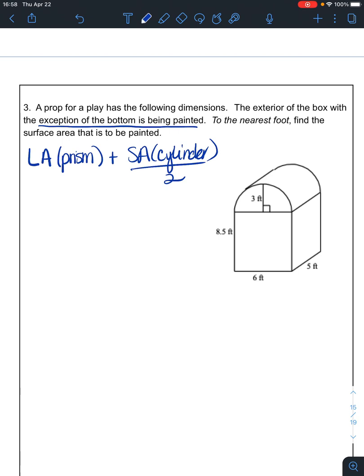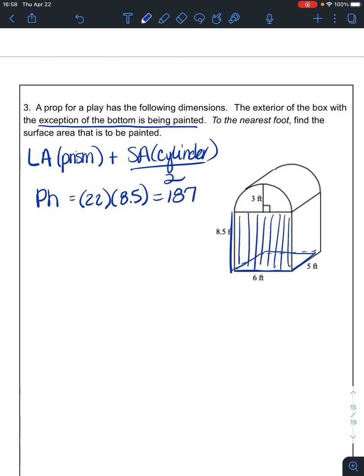So the lateral area of a prism, when you look that up, that is Ph, the perimeter of the base times the height. So the perimeter of the base would be 6 plus 5 plus 6 plus 5. So the perimeter of the base is 22. And the height of the shape is 8.5. So 22 times 8.5 is 187. That gives me all of these surfaces. Okay, that's my lateral area. I don't need the bottom. It says the bottom's not going to be painted.